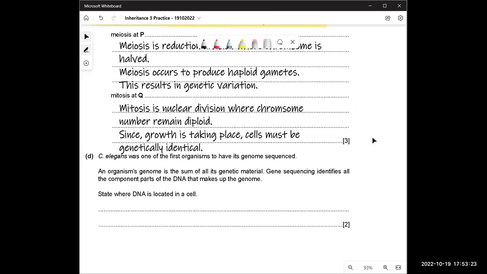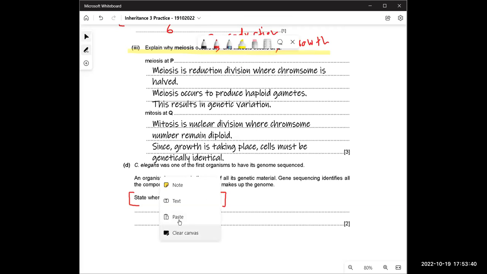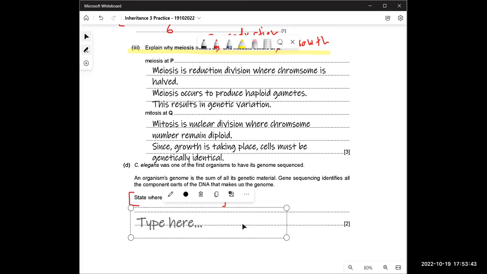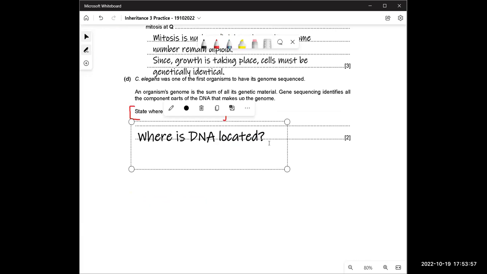Finish writing. Tell me when you're done. Now, before you write, stop everyone. Put your pens down and read the last question. From here to here. Diana, read. State where DNA is located in a cell. Where is DNA located in a cell? Answer, anyone? Luda? Where is DNA located? Nucleus. So in the chromosomes inside the nucleus.